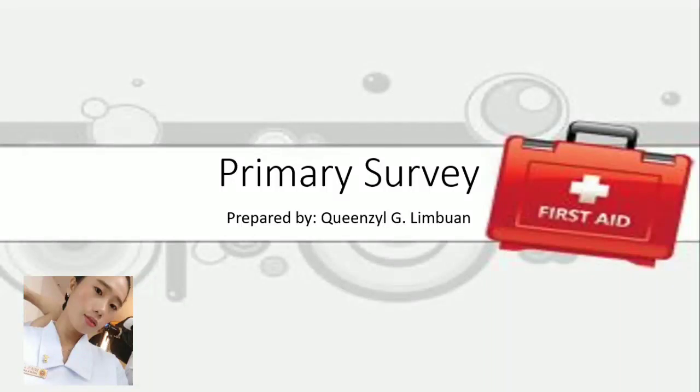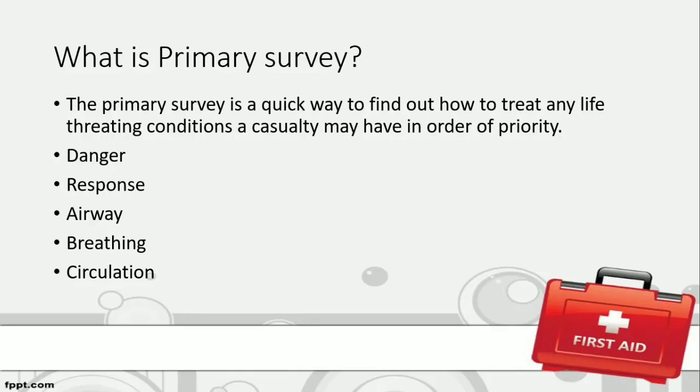Primary survey. What is a primary survey? So the primary survey is a quick way to find out how to treat any life-threatening condition a casualty may have in order of priority. So we can use the Dr. ABC to do this: the danger, response, airway, breathing, and circulation.